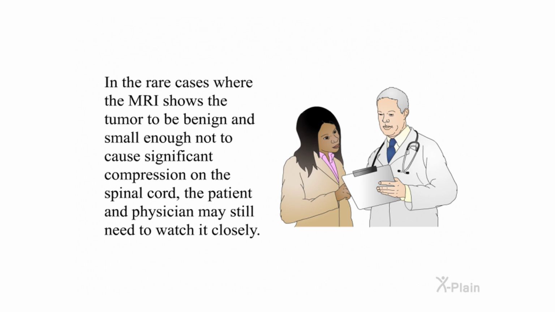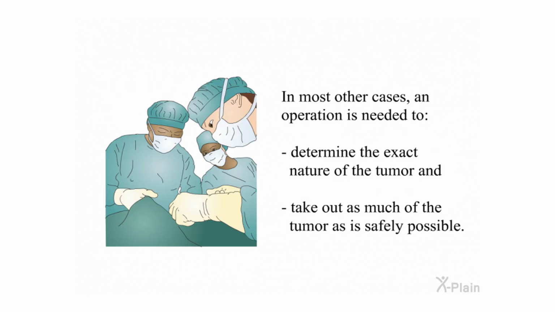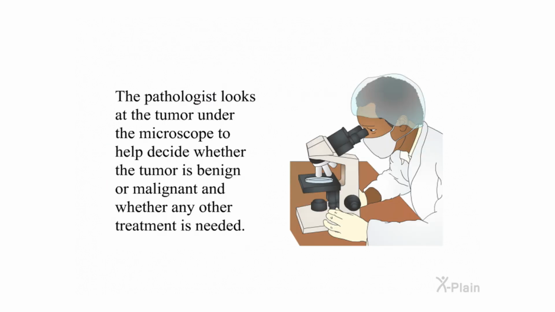In the rare cases where the MRI shows the tumor to be benign and small enough not to cause significant compression on the spinal cord, the patient and physician may still need to watch it closely. In most other cases, an operation is needed to determine the exact nature of the tumor and take out as much of the tumor as is safely possible. The pathologist looks at the tumor under the microscope to help decide whether the tumor is benign or malignant and whether any other treatment is needed.